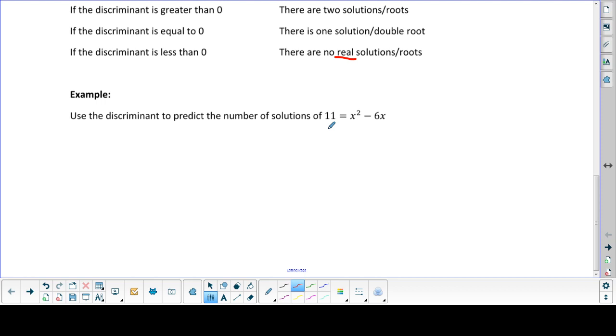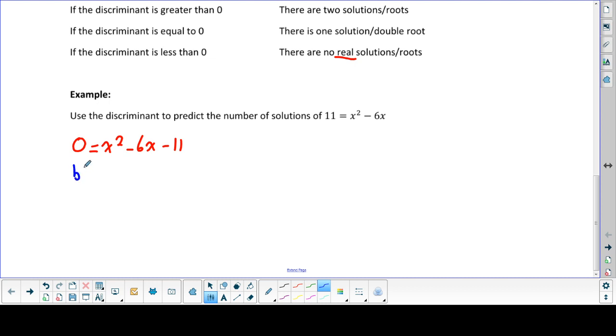So let's rearrange first. So we could move the 11 to the other side by subtracting it on the other side, right? So we get 0 equals x squared minus 6x minus 11. Now it's in standard form. Now we can use the quadratic formula. Well, we could use the quadratic formula to solve it, but we don't need to. We just need to use the discriminant. So let's just use the discriminant.